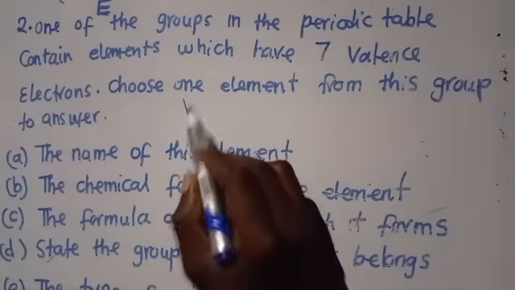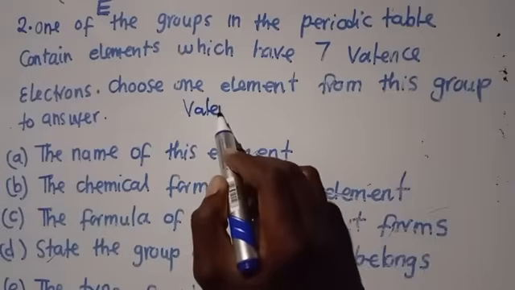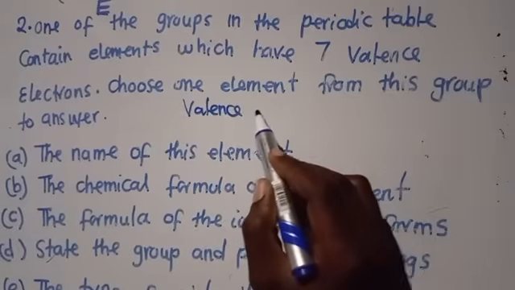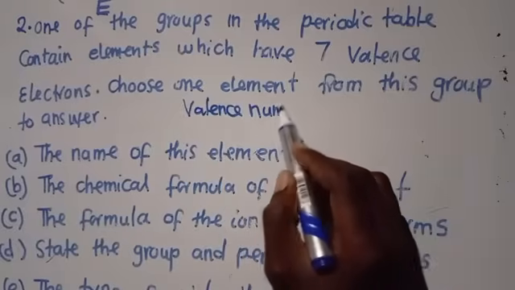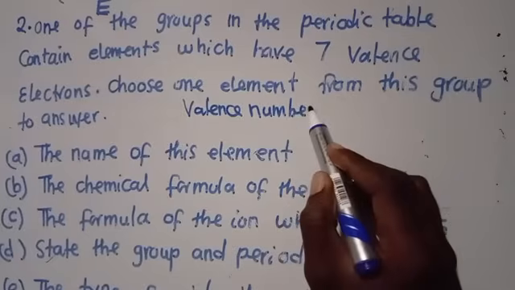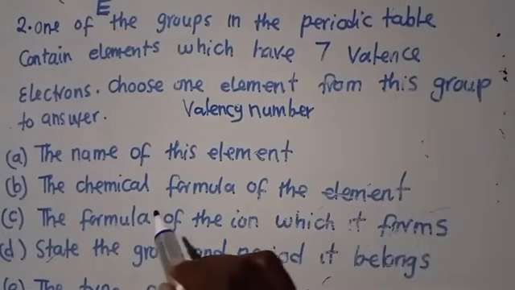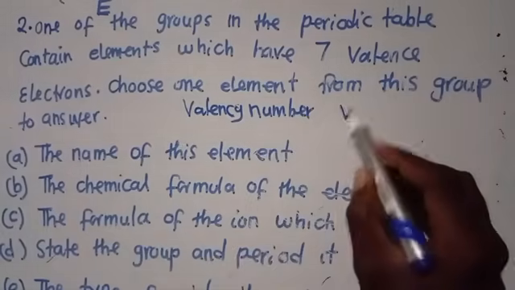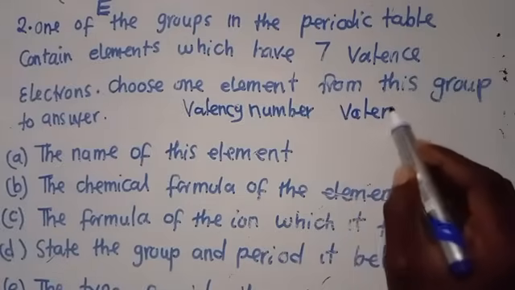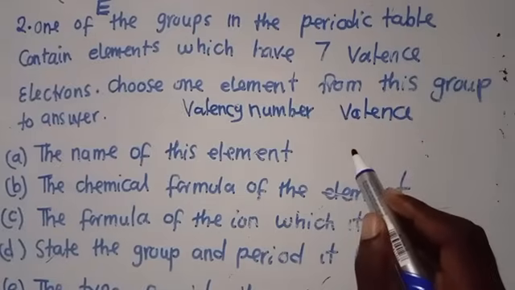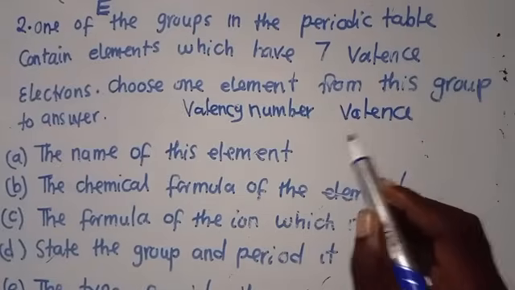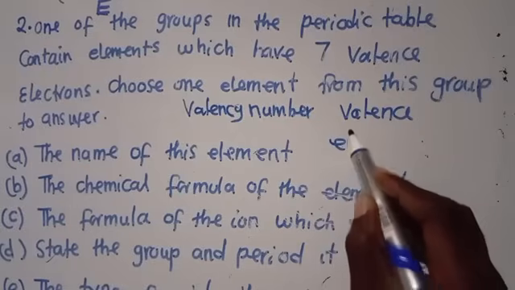What is the difference between valence number and valence electron? For valence number, normally we put a Y here, but for valence electron, we just write it like this.